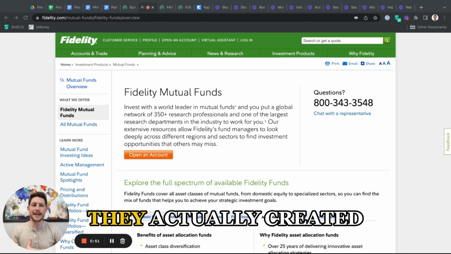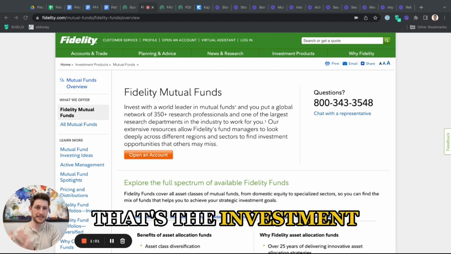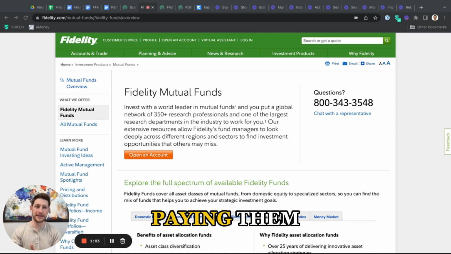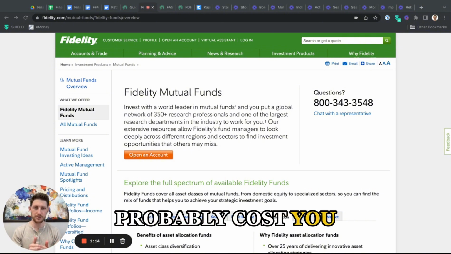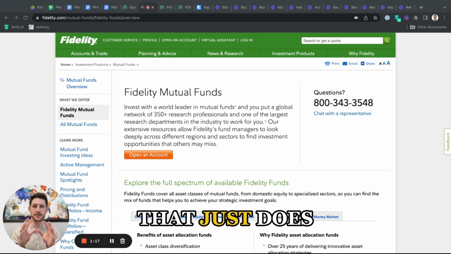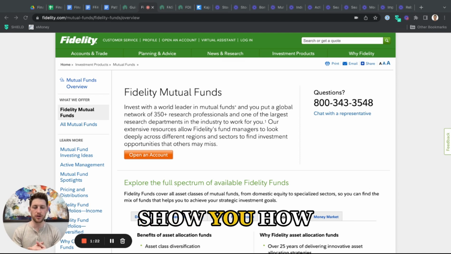So what they did is they created a number of funds that will do all of that for you. Now, if you have an investment advisor, that's the investment advisor's job. That's what you're paying them to manage that process and make those selections. So this is like an investment advisor light way to go, where it's probably going to cost you less and you can just have one thing that does it all for you. These are called asset allocation funds. I just want to show you how these work.